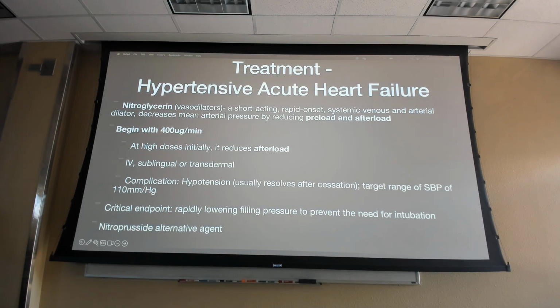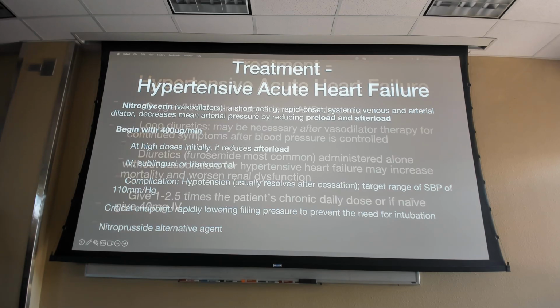You can start with nitro. You can do nitroprusside, nitroglycerin. You can give them 400 micrograms of sublingual. What most of us will do is just start them on a nitro drip and then titrate to effect. Once their pressure starts getting too low, we'll turn it down or off, okay? Complication is hypotension. If somebody's on a nitro drip and their blood pressure drops, what am I gonna do? Stop the drip. And guess what? Their blood pressure comes right back up because nitro is short acting, okay? Rapidly lowering the pressure too much can actually lead to intubation, so we don't want that. So just kind of watch it.